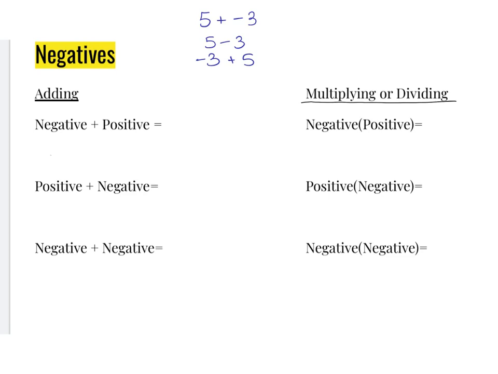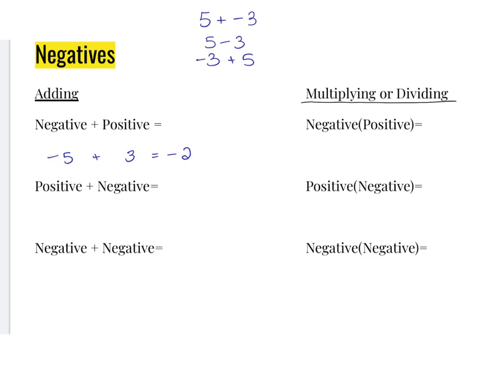I don't have an overall rule for this. I wrote it twice. We've got negative plus positive, positive plus negative. It doesn't actually matter what order they go in. What matters is the magnitude of the number. How big is the number that's negative? The reason that matters, if I have negative 5 plus 3, that's going to give me negative 2.